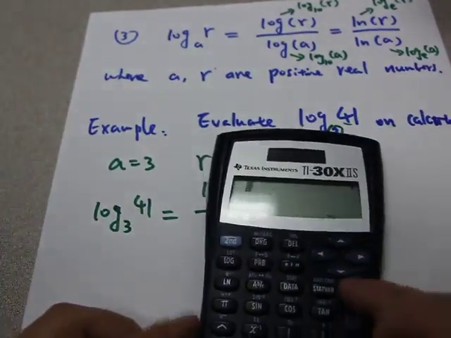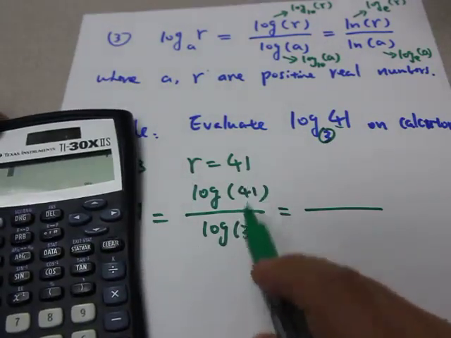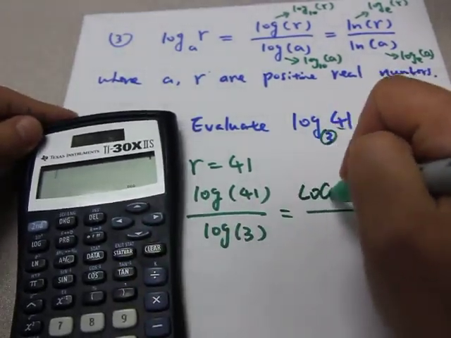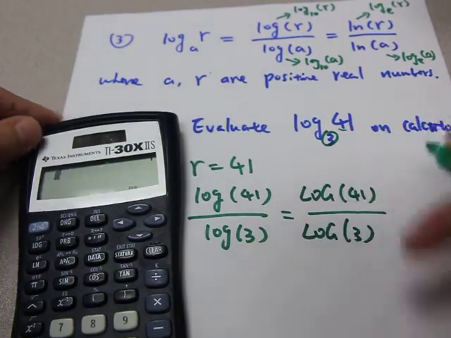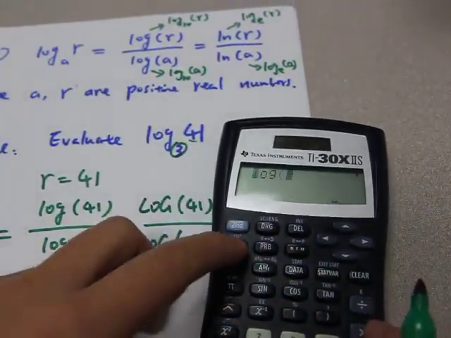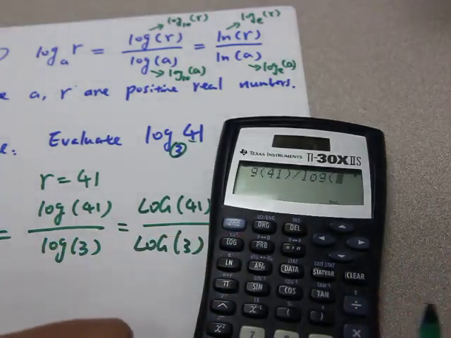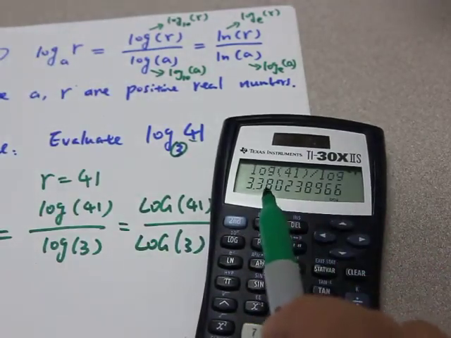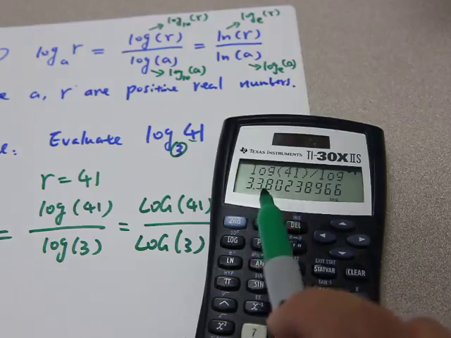So next, we just need to use the calculator to find what they are, and then find the quotient of them. So we type log of 41 on the calculator and divide by log of 3. So the result is this. If we round our answer to 4 decimal places, it's going to be 3.3802.